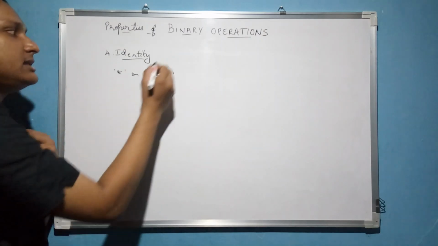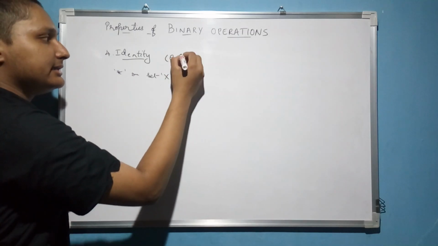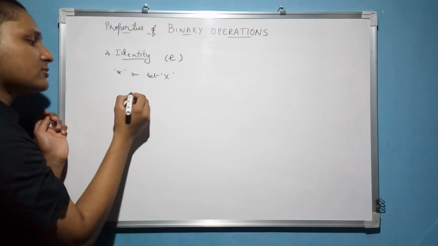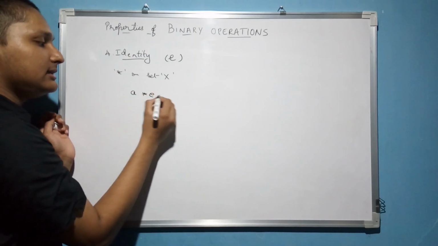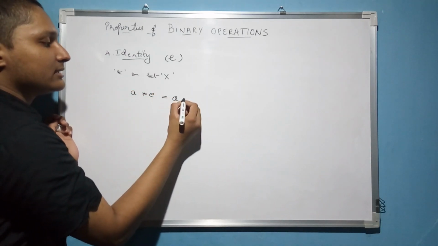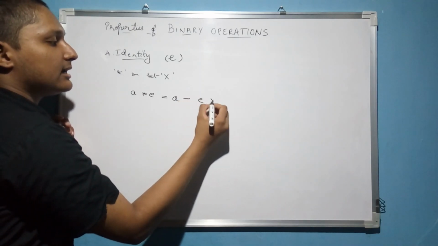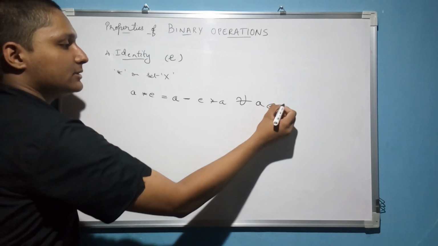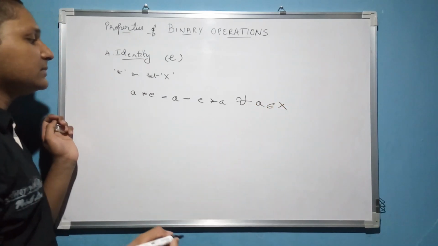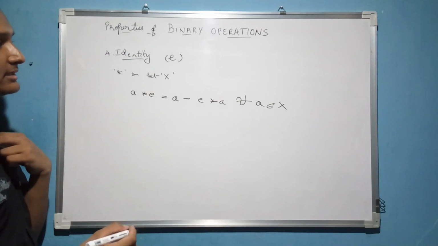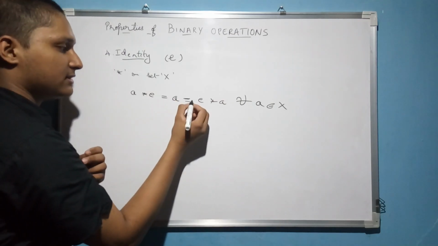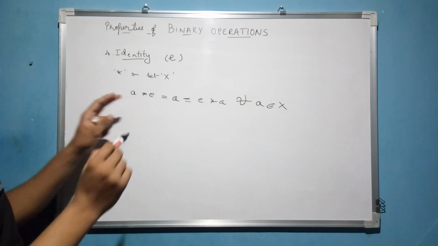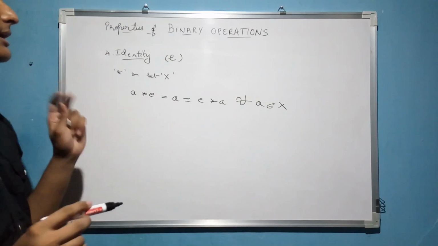So let me name E as identity E. So let me take an element A in this case. So A star E should be equal to A, that is equal to E star A for every A that is belonging to X. So what does this mean? Let me take some example and explain, right? So before that I'll just explain the property. This is A star E, that should be equal to the value, right?